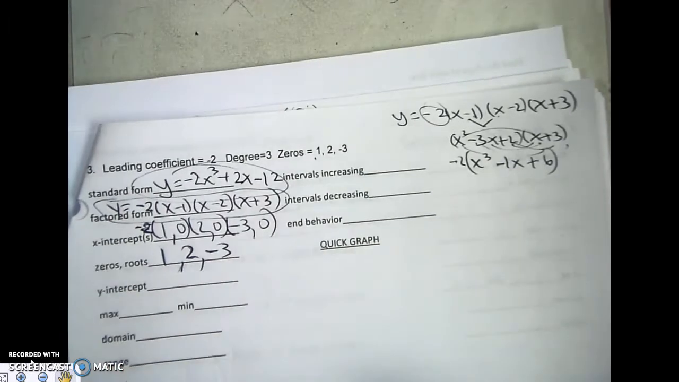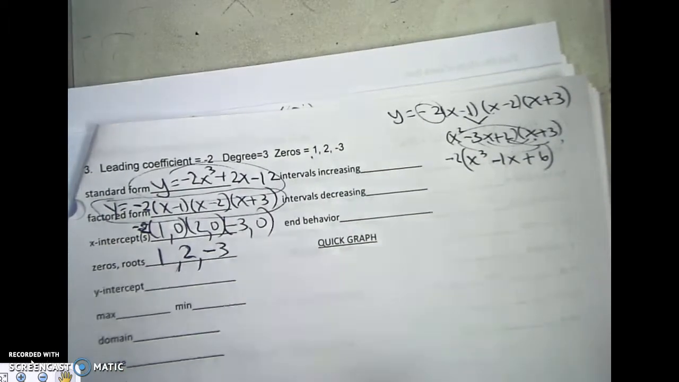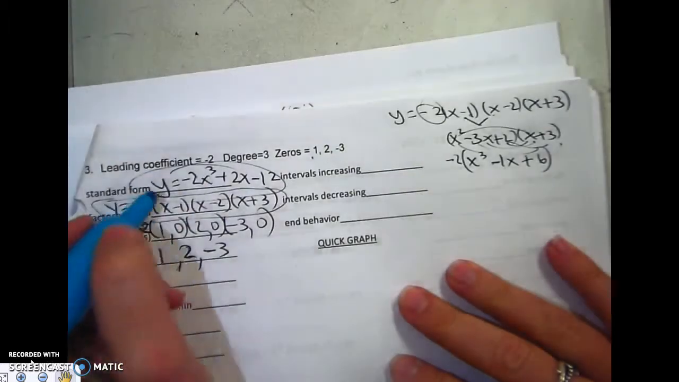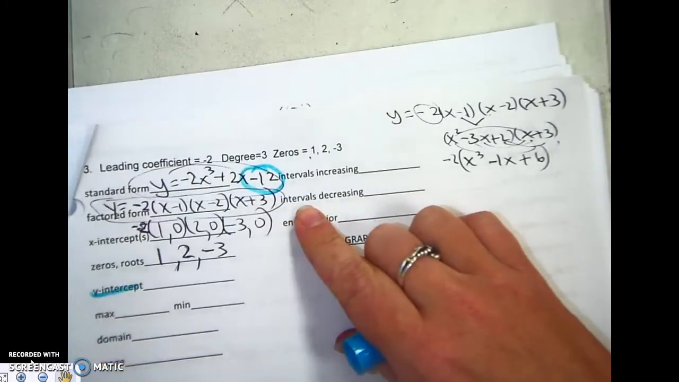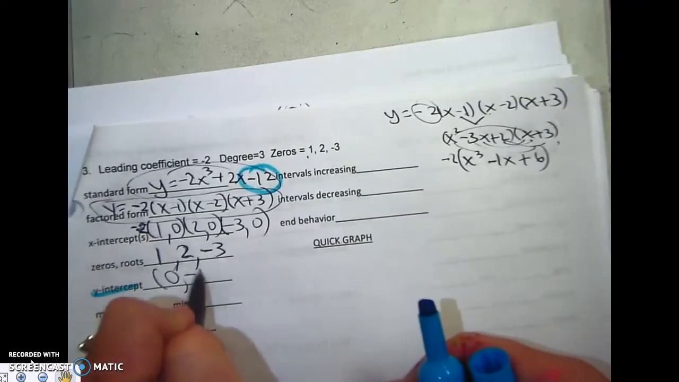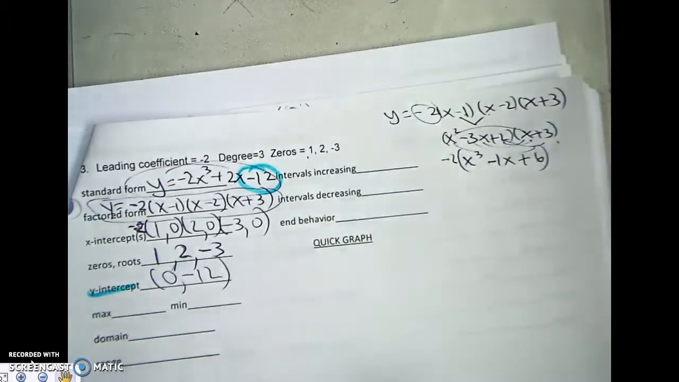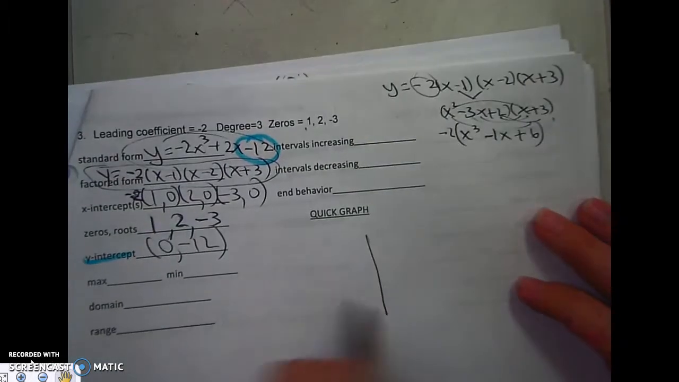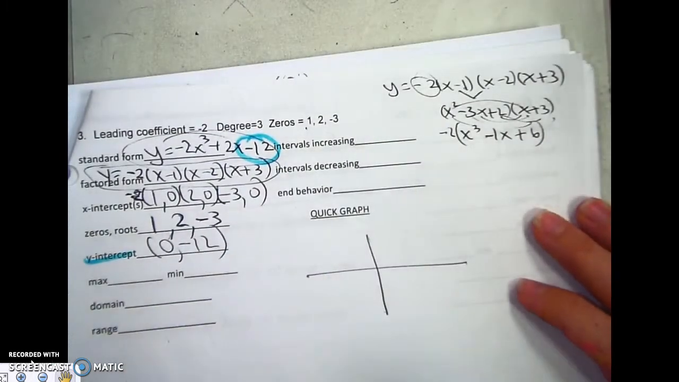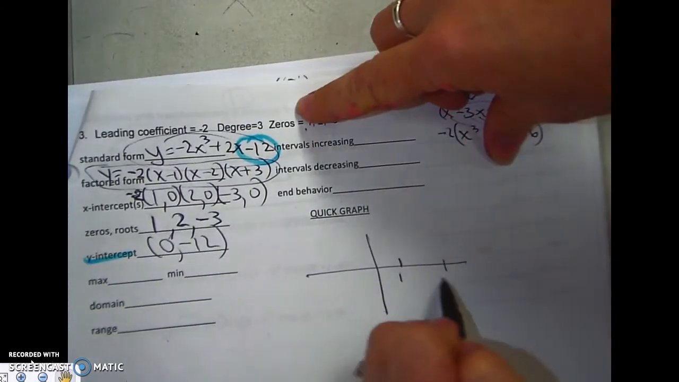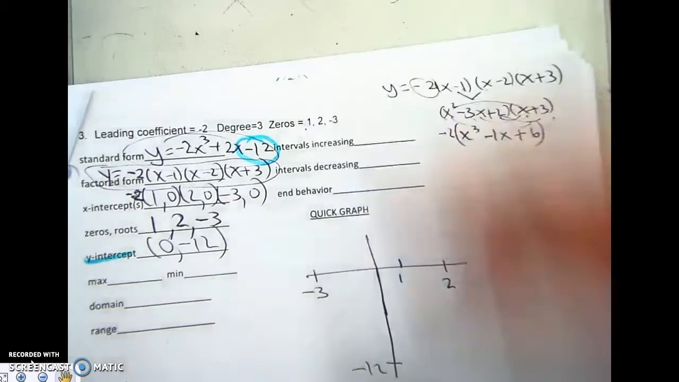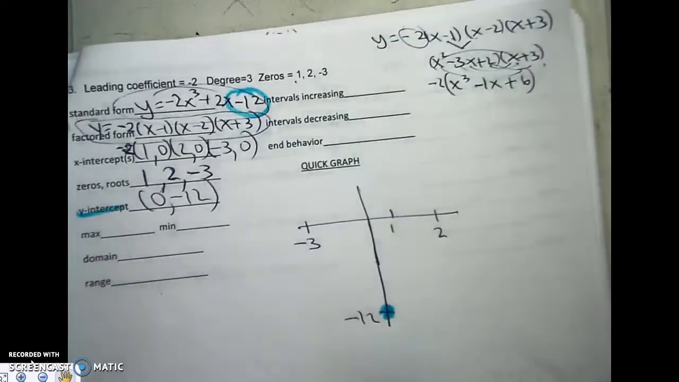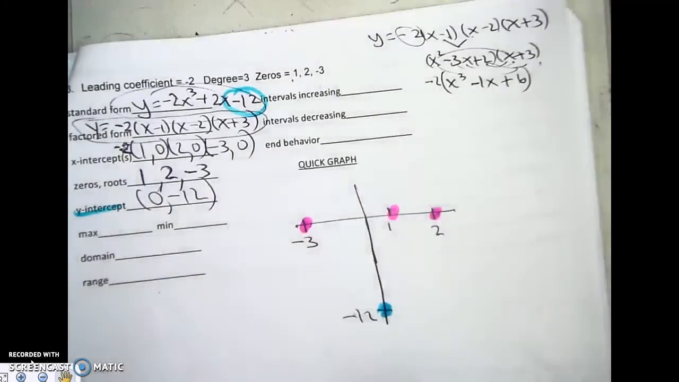The y-intercept, well, the y-intercept is when you're going to plug in 0 for x. So I plug in 0 for x. I think it's easiest to do it for standard form, because if it's standard form, boom, I already have the y value. Okay? If it's degree 3, in order to get the rest of this stuff, I'm going to fake graph it. So I'm going to put a 1, a 2, a negative 3. My y-intercept is negative 12. So I've got my y-intercept. I got my zeros. And I'm going to fake graph it.